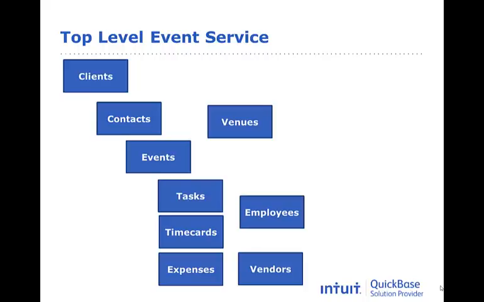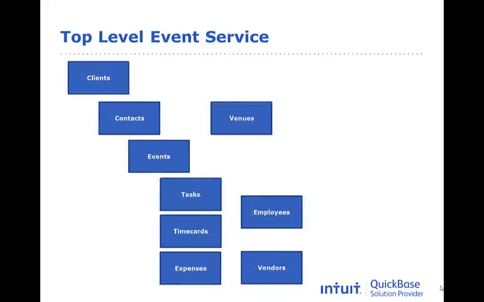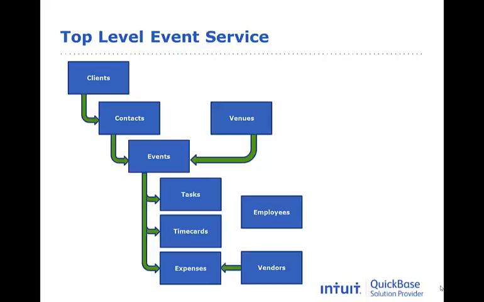Now that all of our tables are set in the general area where they will end up, begin to draw in the relationships. First, connect clients to contacts. Clients is going to be the parent table to our contacts table, so you will create an arrow pointing from clients to contacts. Repeat this process for the relationship between contacts and events, and then again for events to tasks, time cards, and expenses. Venues will be the parent table to events, and vendors to expenses. Employees will be the parent to 2 tables, tasks, and time cards.